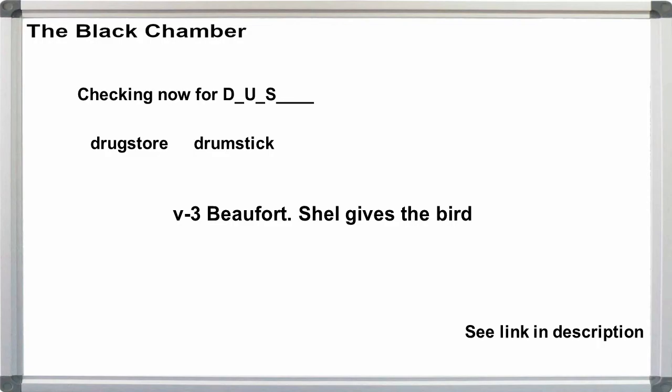The title of the crypt is Shell Gives the Bird. Drumstick fits in thematically, and it doesn't hurt to just plug in the key at this point and decipher the crypt, as described in the episode 12 video for Beaufort.